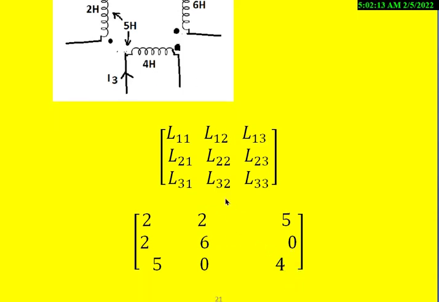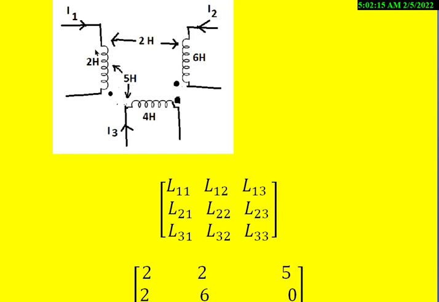Then L12. The mutual inductance between coil 1 and coil 2 is 2 henries. Apply the dot rule now. In both the coils, current leaves the dot. See here, current flows through the coil, then leaves the dot. Similarly here, current flows through the coil, then leaves the dot. It comes under the category called dot rule 1. So as per dot rule 1, the sign of the mutual inductance and the self inductance will be the same. So we get here 2.